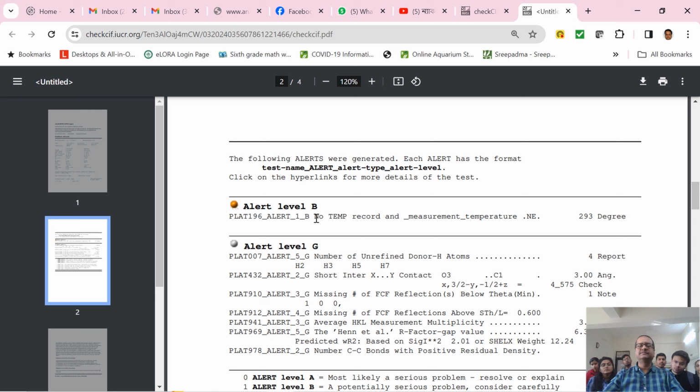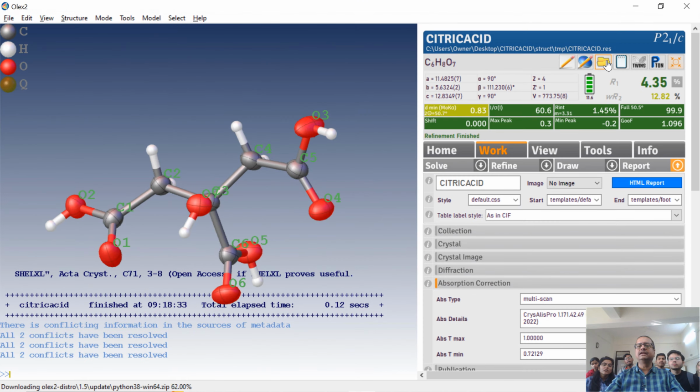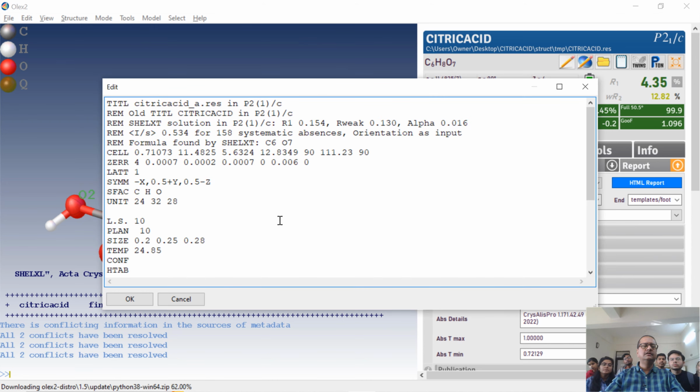So it talks about some temperature record which may be missing in the CIF file, which we should incorporate. Otherwise, there is no alert of A, B, C level. This B level alert, I think, is coming from some place where INS file does not have the temperature information. This can be taken care of. These are minor alerts which are not to be worried about. You should not have any A, B or C level alerts. Let us see whether we can fix that B level alert.